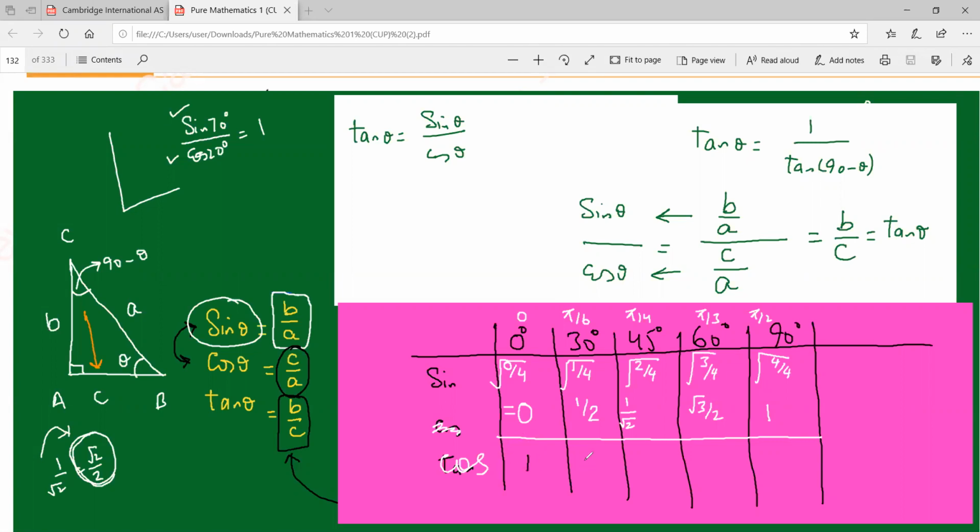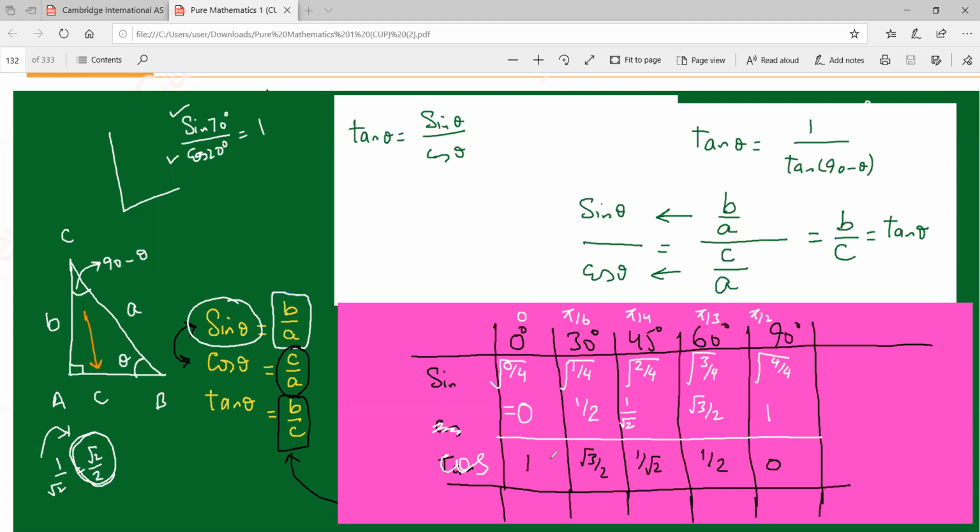This is 1. This is under root 3 over 2. This is 1 over under root 2. This is half, and this is 0. Now, why does this work when I write this in the opposite order? Can someone tell me how I found the value of cos 0 as 1? You can check this from your calculators as well. You should keep on checking this, only then you will remember this. So these are the values for cos 0, cos 30, cos 45, and so on.